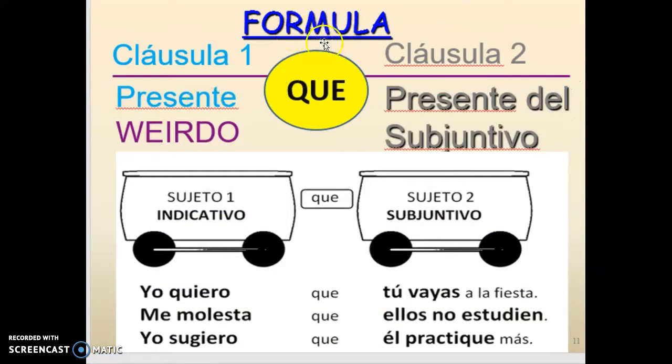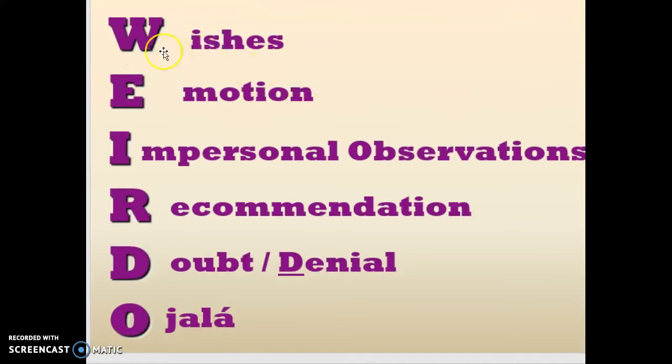Now, don't forget that in the subjunctive, you have your first clause, your second clause, que. Now, que is not the only thing that indicates subjunctive because the que can be used for the indicative. Do not forget that. Now, let's remember the uses of the subjunctive for wishes, emotions, impersonal observations or expressions, for recommendations, of course, doubt or denial, and ojalá.